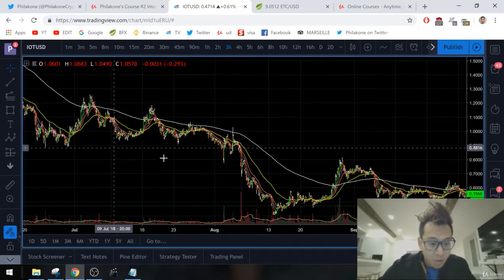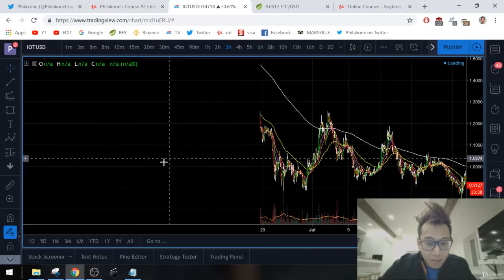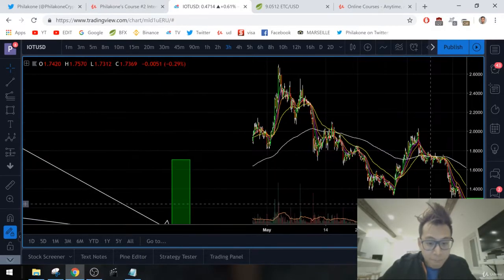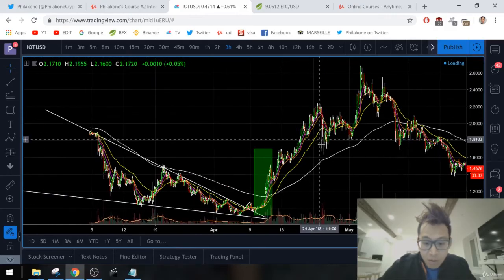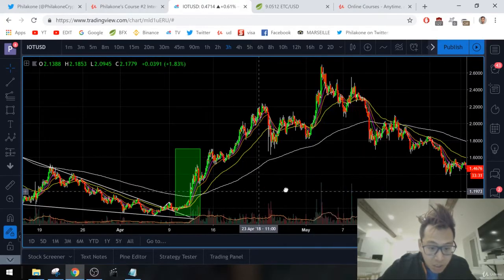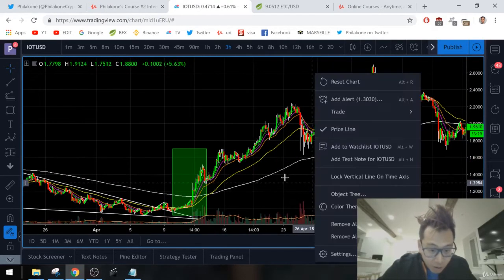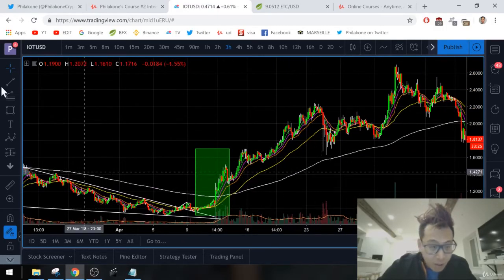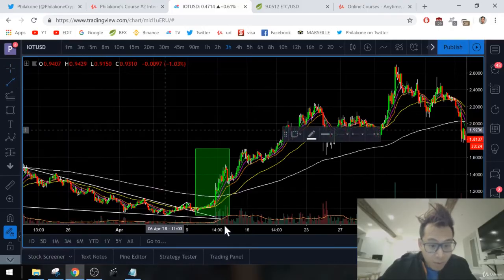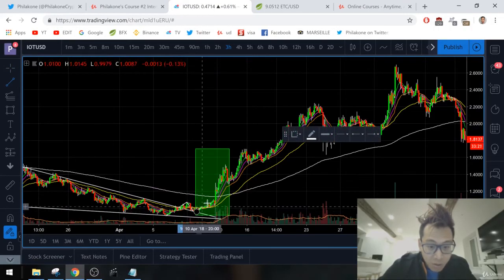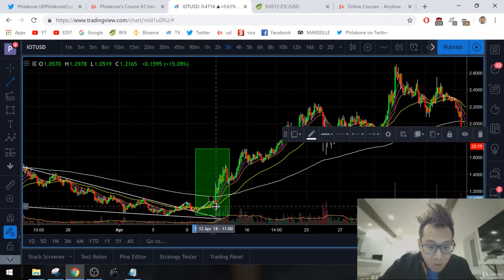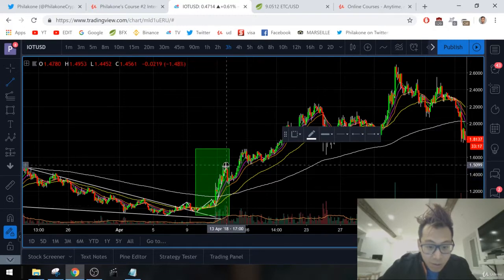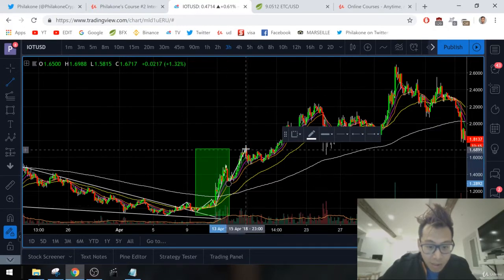Let me just zoom all the way back over here now. Get back to April. There we go. Right? So you see this in here. And it's very clear once you identify it on a lower time frame, okay, that this is now a 1 structure. That's now a 2. That's a 3. That's a 4. And that's a 5.